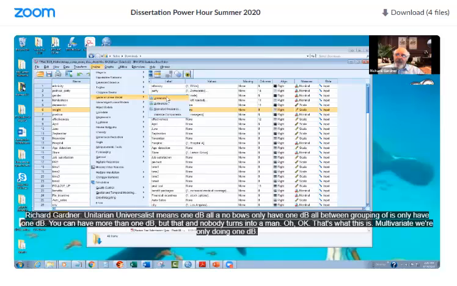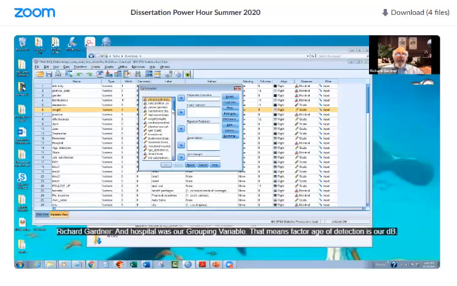All ANOVAs only have 1 DV. All between group ANOVAs only have 1 DV. You can have more than 1 DV, but that ANOVA turns into a MANOVA. That's what this is, multivariate. But we're only doing 1 DV. And hospital was our grouping variable. That means factor. Age of detection is our DV.